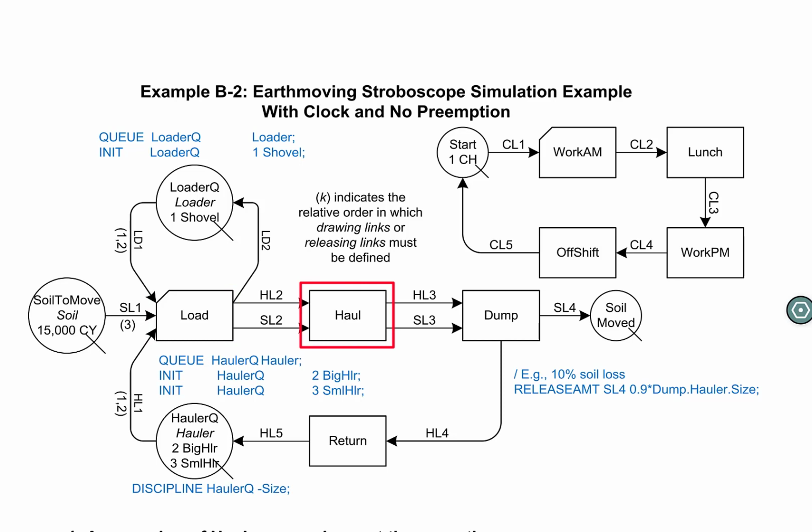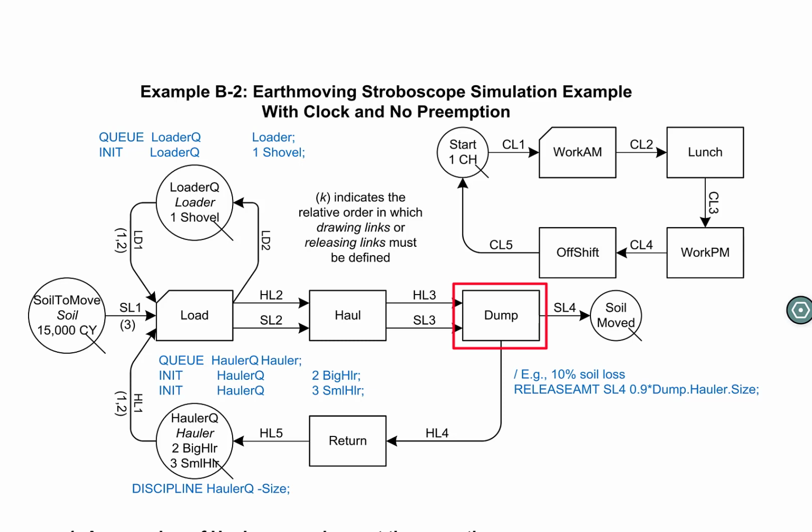When activity haul ends, it will create an instance of activity dump, and it will pass to it the truck, the big hauler that it hauls, along with the 20 cubic yards of soil through the links HL3 and SL3. When activity dump ends, it will transfer the soil to the queue soil moved through SL4. So dump will transfer 20 cubic yards of soil to soil moved.